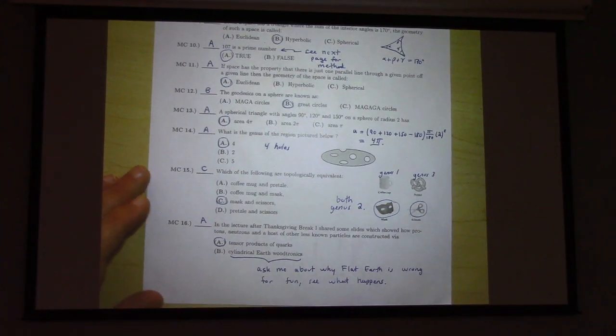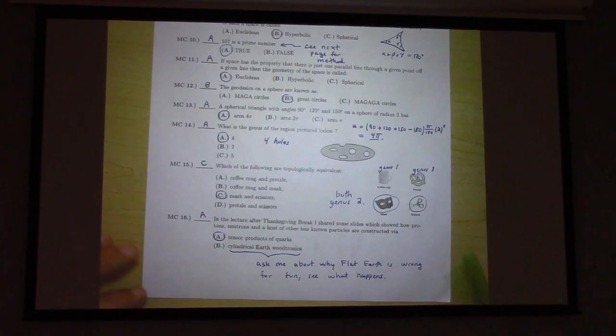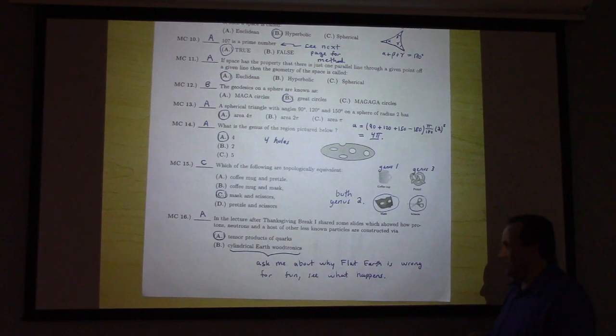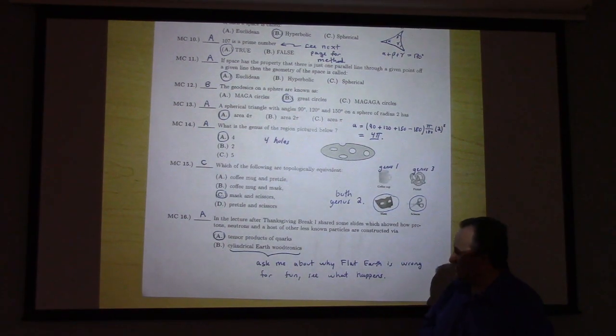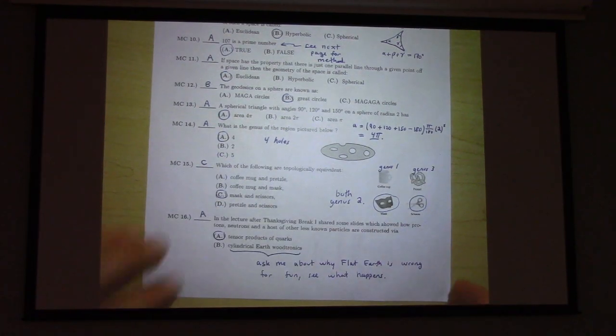In the lecture after Thanksgiving break, I shared some slides which showed how to produce neutrons and a host of other less known particles. The answer was tensor products of quarks. That was the wacky pictures I showed you guys on my show and tell day. Cylindrical Earth woodtronics is a different thing. That's not right. Where was I? Oh yes, the final page.